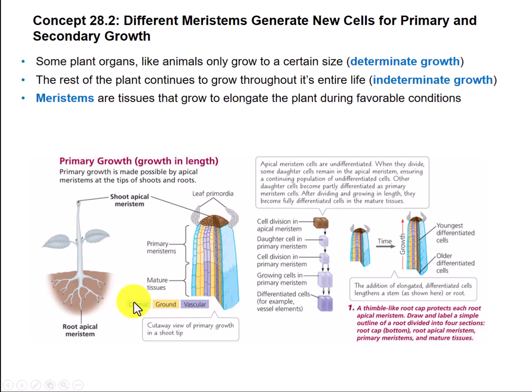And see, we still have this color coding. Dermal is the blue, ground is the yellow, and our conducting cells, or our vascular cells, are the purple. And so over time, you can see how it grows. It's always pushing through the soil, and there's a root cap to help protect the apical meristem so it can push through the soil and through rocks and through other things. We don't have a cap on our stems because the stems are usually just pushing through air.